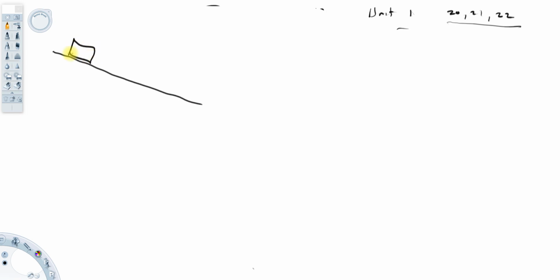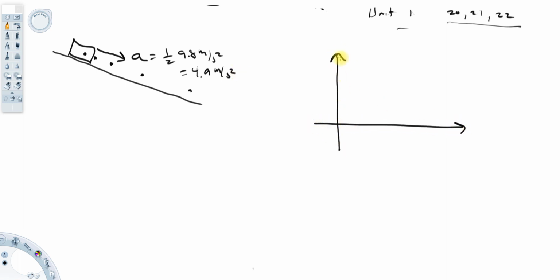So you have an object here, that's going to be my roller coaster, and it's accelerating this way. So the motion diagram for the roller coaster looks like this. So the acceleration is in this direction, and it says it's equal to 1/2 g. So what they mean by that is 1/2 of 9.8 meter per second squared, which is 4.9 meter per second squared. So this problem is very similar to number 20. You're going to draw a velocity graph, velocity against time.